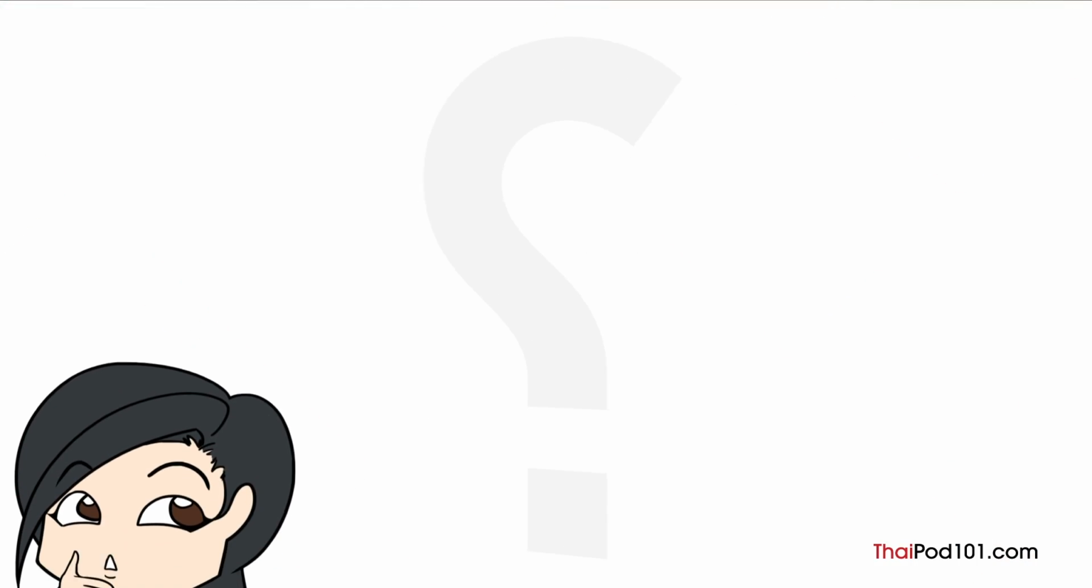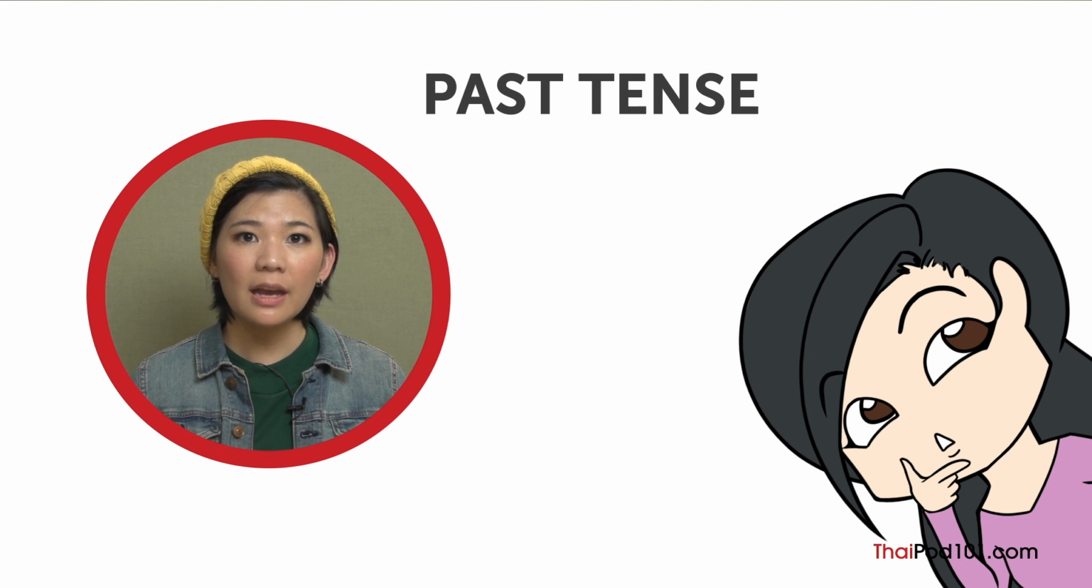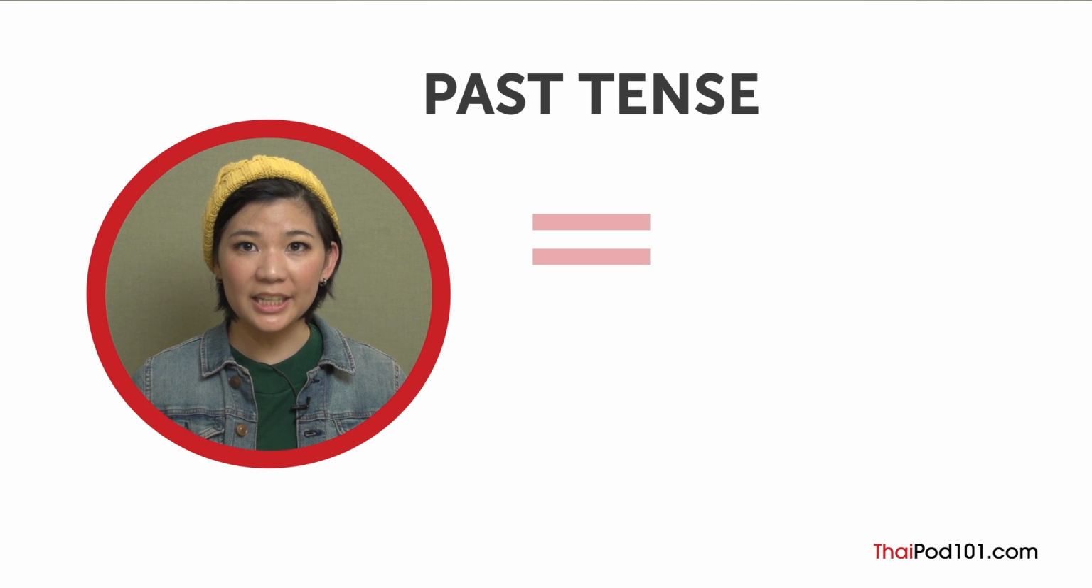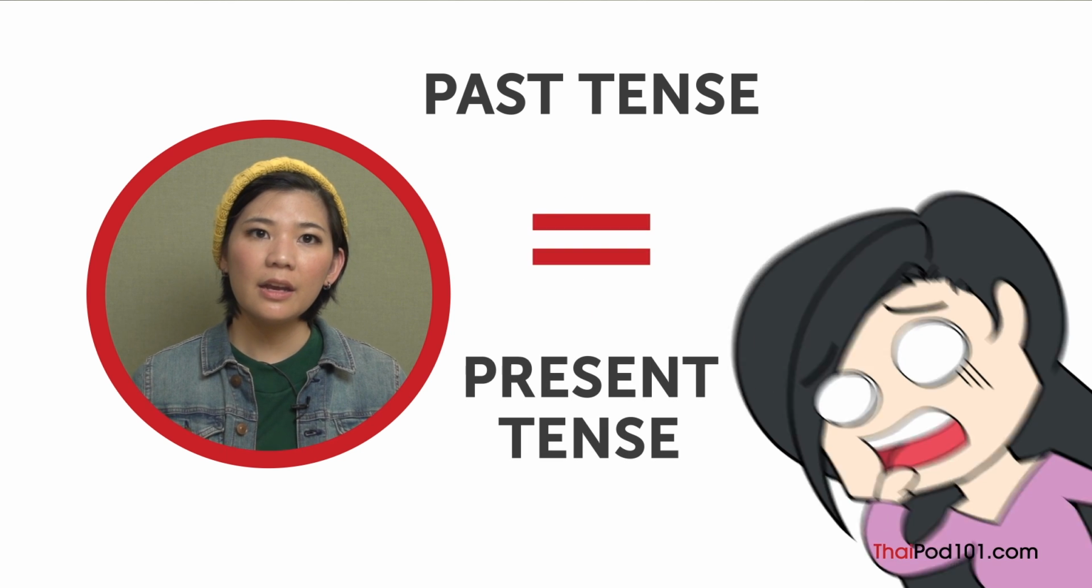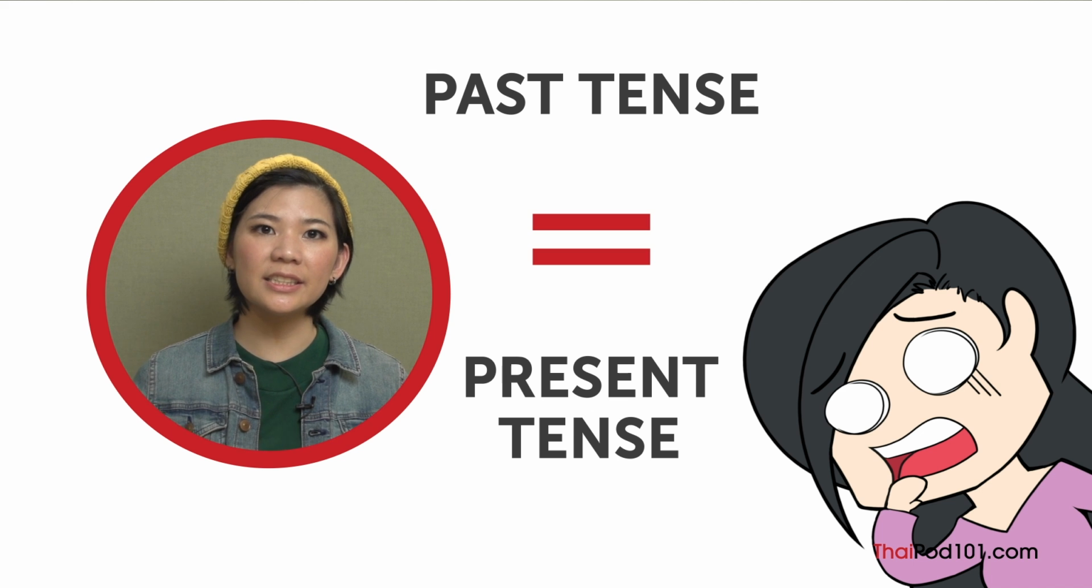The question for this lesson is, does Thai have a past tense? Probably the main challenge of the Thai language is that Thai's past tense is quite ambiguous. In fact, there's no difference between past and present tense in Thai. In this lesson, we'll learn how to address the past in Thai sentences.